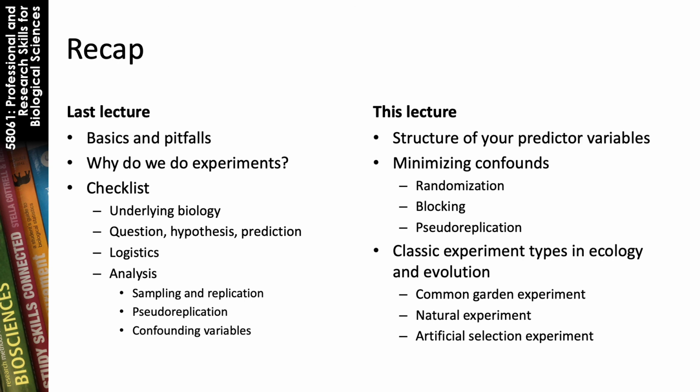And then in this lecture, we've dealt with the way you can structure your predictor variables, and we've dealt with ways in which you can use your experimental design to minimize confounds, things like randomization and blocking and minimizing pseudo-replication. And then in this final video, we've been through several classic experimental types in ecology and evolution. We've been through common garden experiments or transplant experiments, we've been through natural experiments, and we've been through artificial selection experiments.